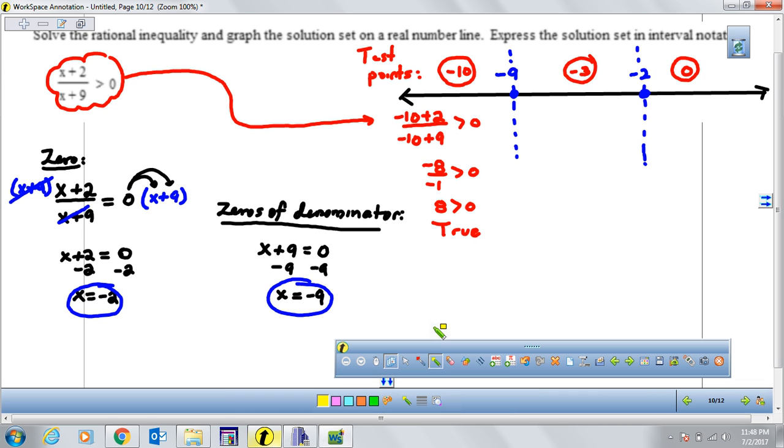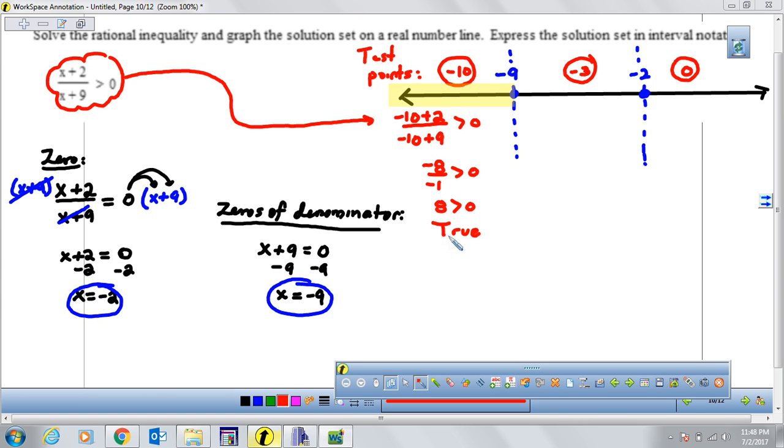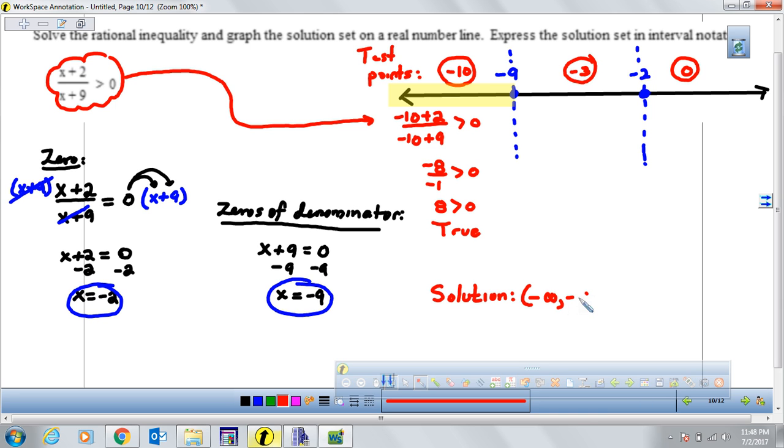So what does that mean? That anything from negative infinity to negative 9 is going to be a solution because it's going to make the inequality true. So on my solution, I'm going to put anything from negative infinity all the way to negative 9 is a solution.